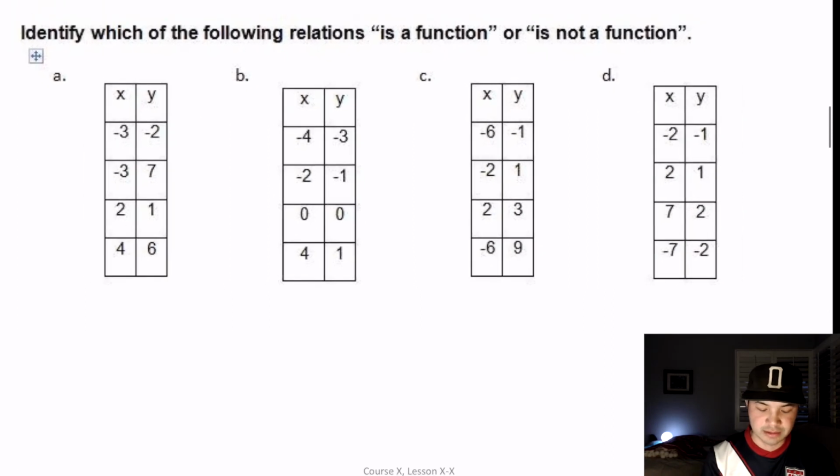Identify which of the following relations is a function or is not a function. So here, you're looking at the inputs and outputs. So let's see, -3 goes to -2, -3 goes to 7.